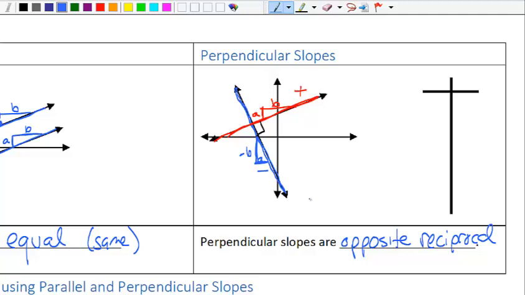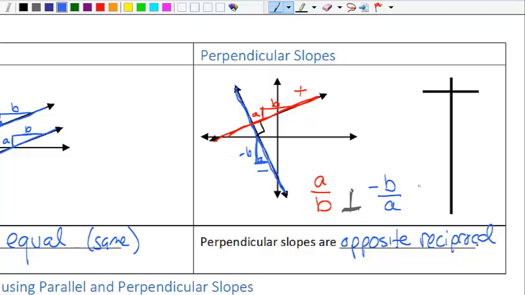So that means if my slope is A over B in red, a perpendicular, and here is the symbol for perpendicular, it's just like a little T upside down, the perpendicular slope would be negative B over A. Opposite meaning positive to negative, reciprocal meaning the numerator and the denominator switch places.